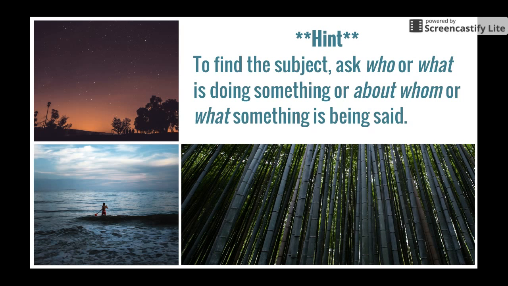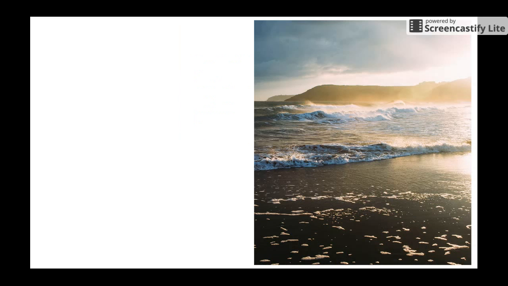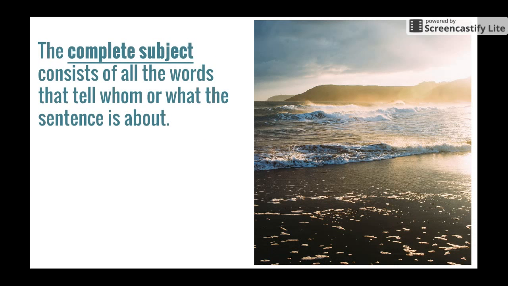Here's a hint, you guys. If you want to find the subject, ask who or what is doing something or about whom or what something is being said. If you can figure that out, you've found the subject of your sentence.